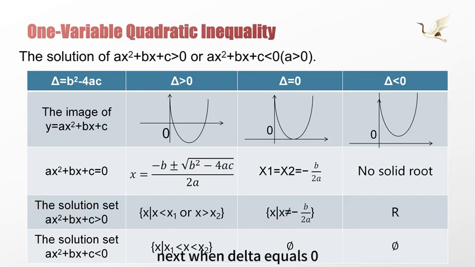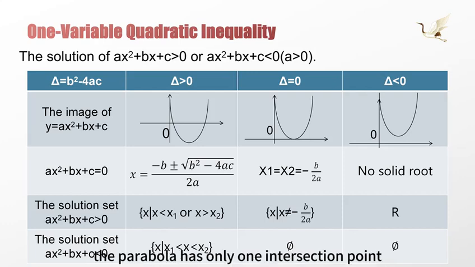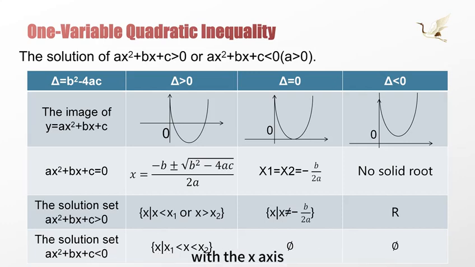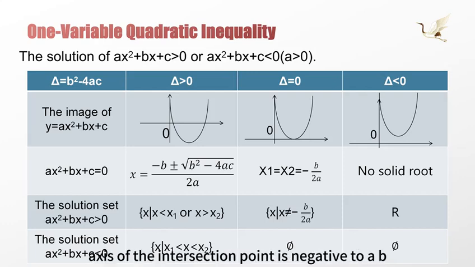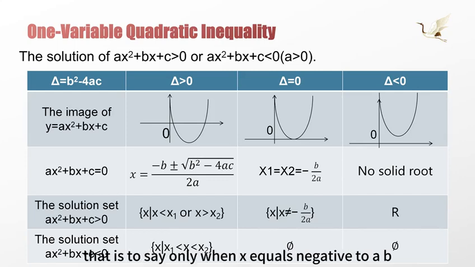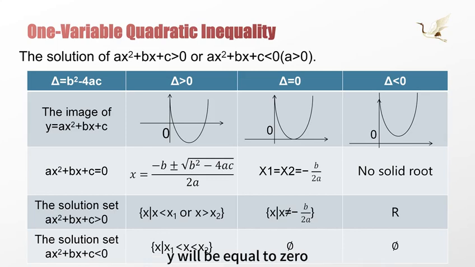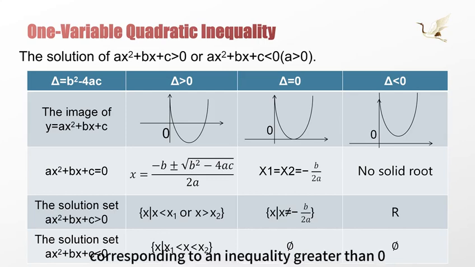Next, when delta equals 0, the parabola has only one intersection point with the x-axis, and the horizontal coordinate of the intersection point is negative b over 2a. That is to say, only when x equals negative b over 2a will y be equal to 0. Otherwise, y is always greater than 0. So the solution set corresponding to the inequality greater than 0 should be x not equal to negative b over 2a. For the inequality less than 0, there is no corresponding image in the graph, so it should be an empty set.